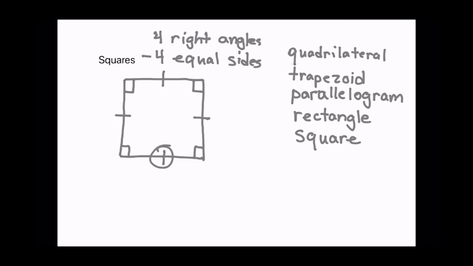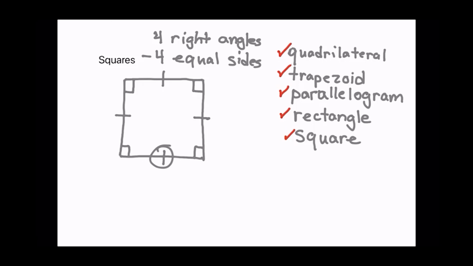So the square is special because it is a quadrilateral. It is a trapezoid because it has at least 1 set of parallel lines. It's a parallelogram because it has 2 sets of parallel lines. It's a rectangle because it's a parallelogram with 4 right angles. And it's a square because it also has 4 equal sides. So a very, very special shape.